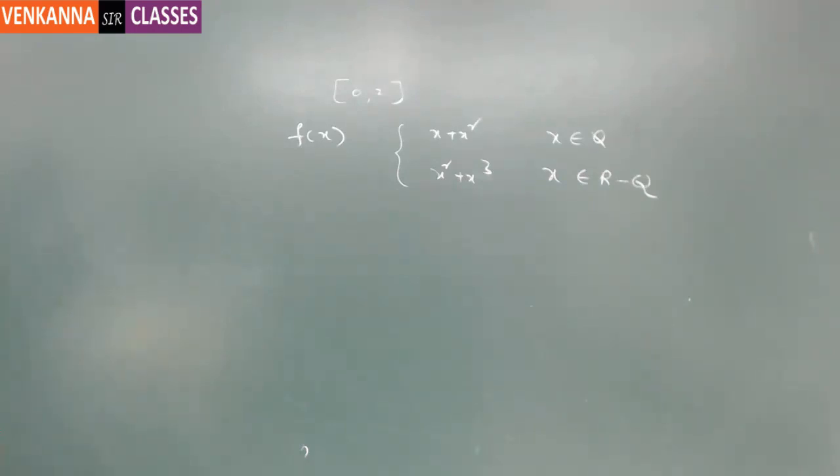So how is the question framed? On the closed interval 0, 2, f of x is defined as follows: whenever you take a rational number, the function value is x plus x square. Whenever you take an irrational number, its value is x square plus x cube. Now the question is, using the technique of UPF and LPF, you are going to verify whether the function is Riemann integrable or not. Okay? That was the question. Is it clear? So please take a note of it and we will discuss it.